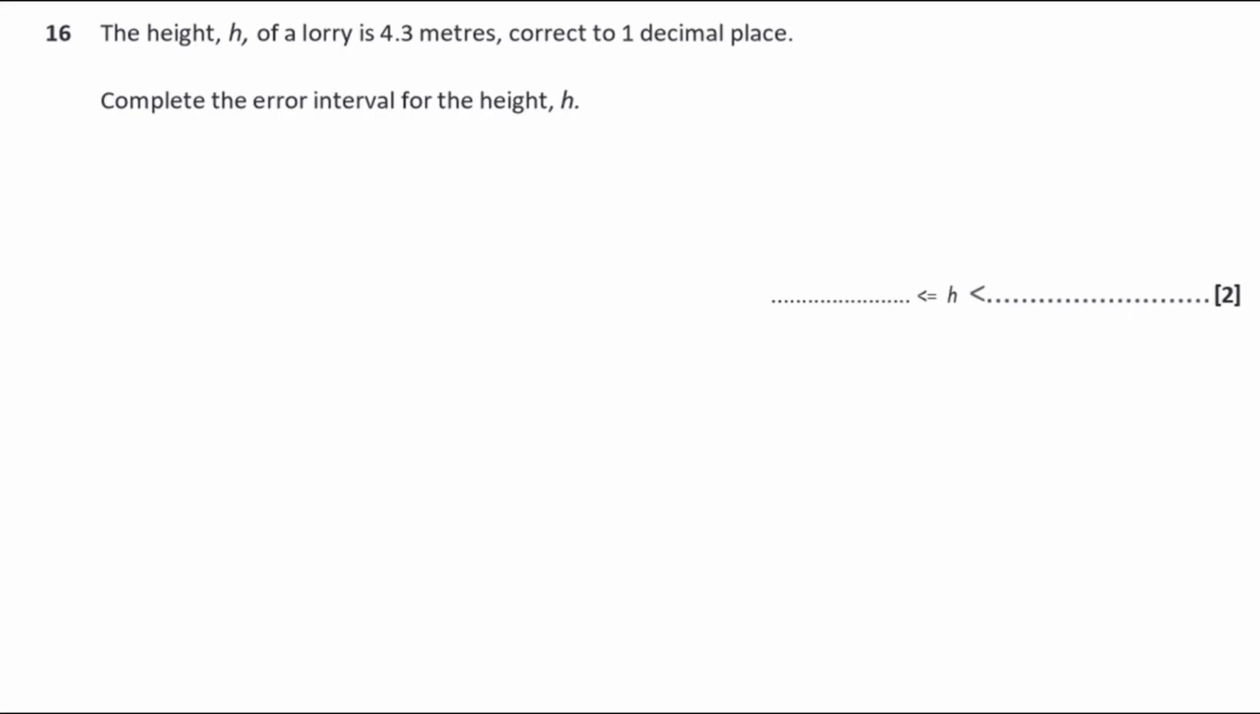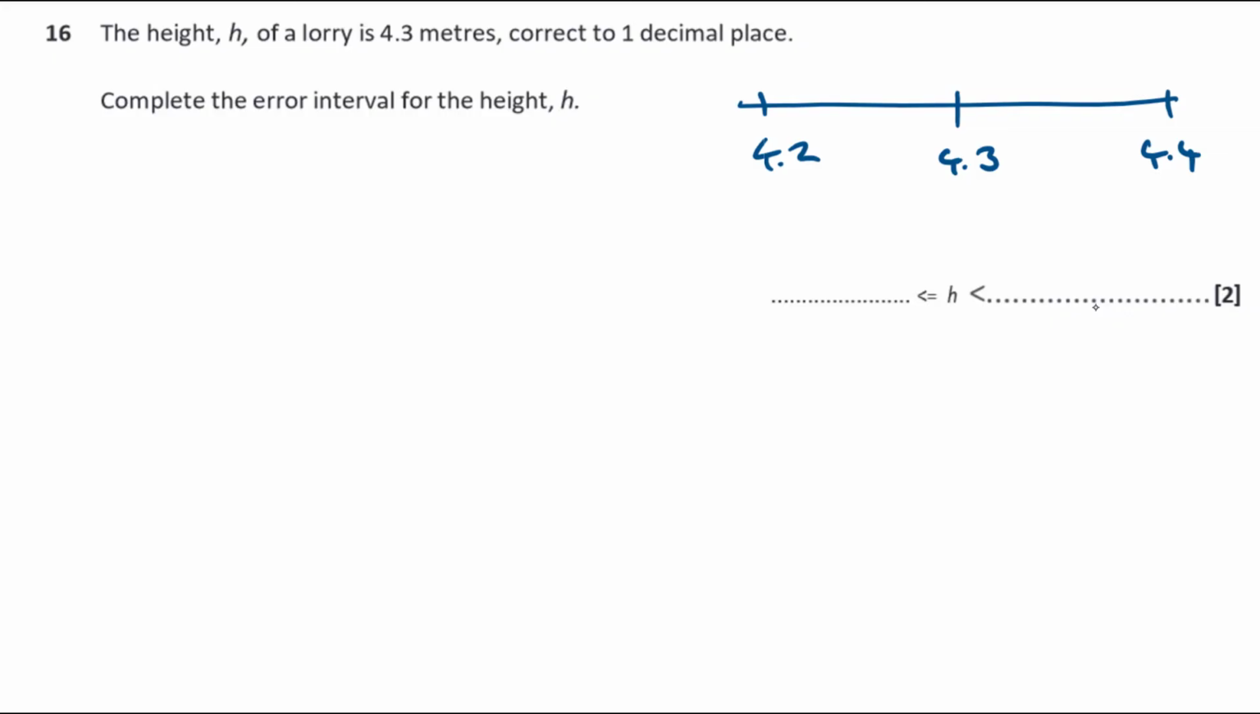Question 16. The height h of a lorry is 4.3 meters, correct to 1 decimal place. Complete the error interval for the height h. Okay, now I like to do these with the number line. I draw a number line and I mark on the number that they've given me, which is 4.3. Okay, so we know it's correct to one decimal place. If I was drawing a scale going up in numbers to one decimal place, then the next one up on the scale would be 4.4, and the one below it would be 4.2, wouldn't it? It'd be 4.2, 4.3, 4.4.